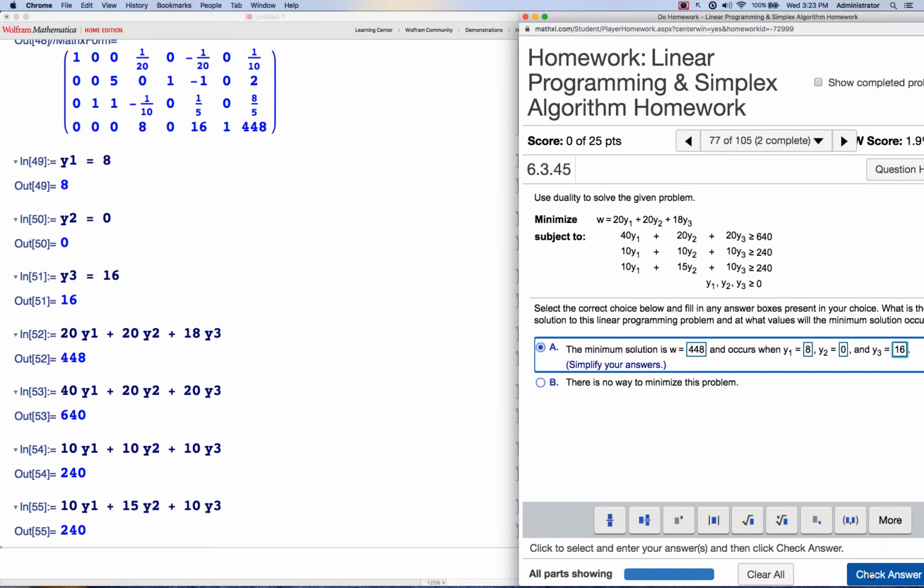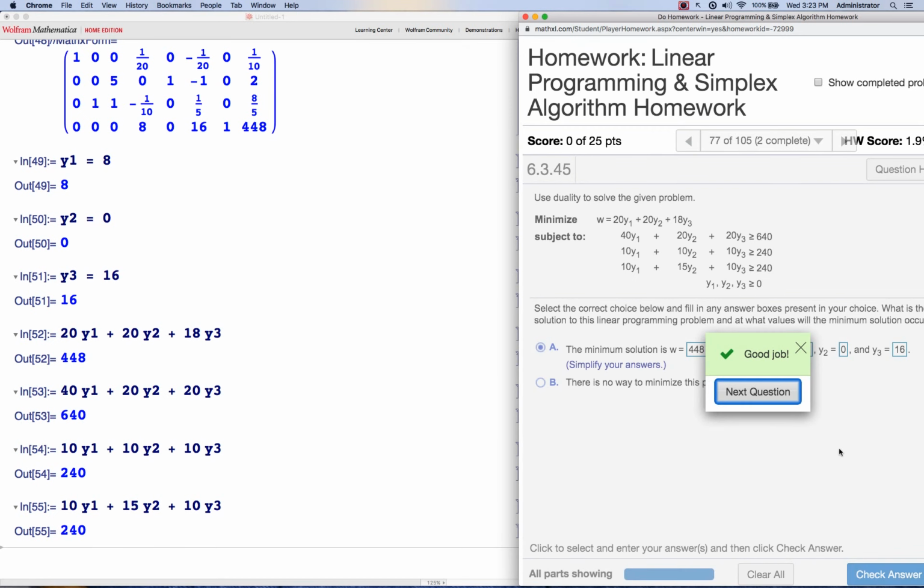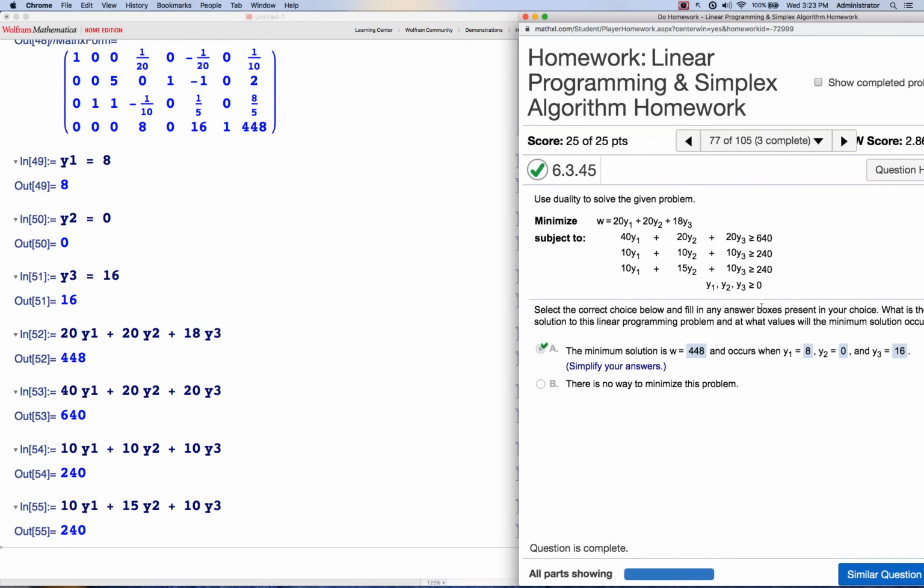And, well, let's check the answer first. The answer is correct. Okay, sensational. But just remember, my original mistake was not taking the transpose of the coefficient matrix. You have to do that. You cannot forget to do that, okay?